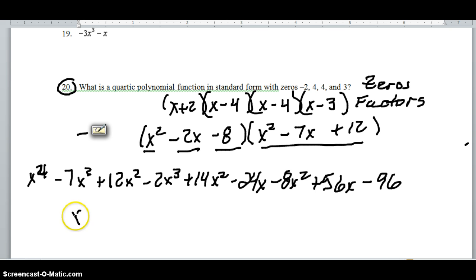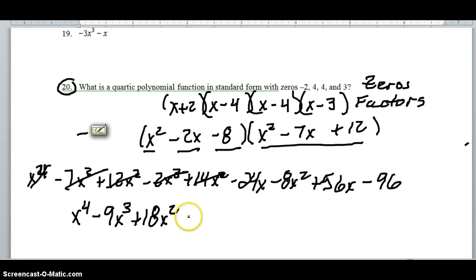Combine like terms, nothing with x to the fourth. Negative 7, negative 2, that's going to become negative 9x cubed. 12x squared, 14x squared minus 8x squared. That's going to be, let's see here, 26 minus 8, we'll leave it with 18x squared. And let's see, those are done. Then we're going to have negative 24 and 56. That's going to be 32x minus 96.